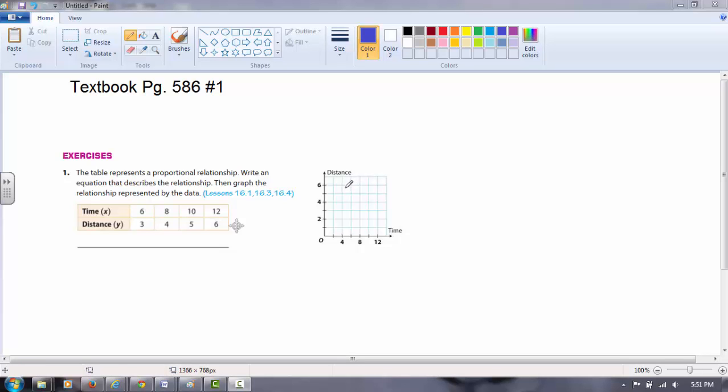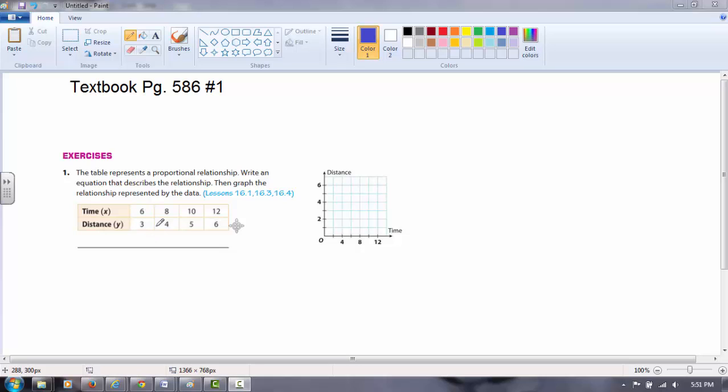This problem is from the textbook. It's page 586, problem number 1. The table represents a proportional relationship. Write an equation that describes the relationship, then graph the relationship represented by the data. And then they give us the data over here with the time and the distance.